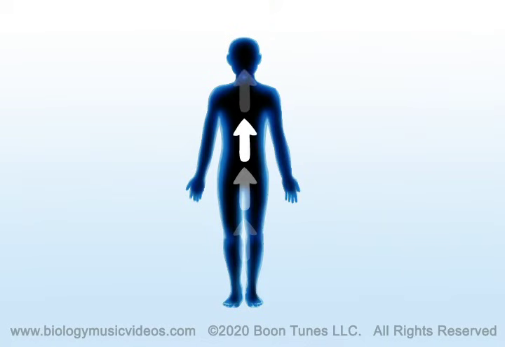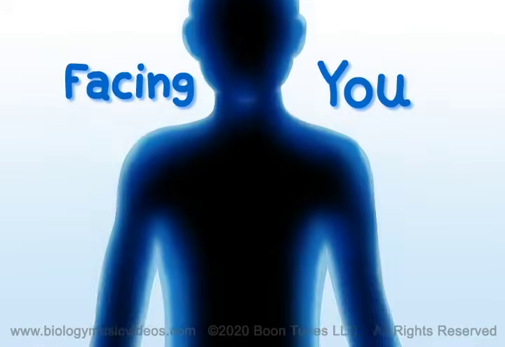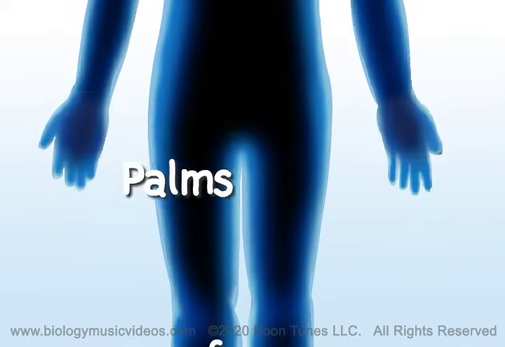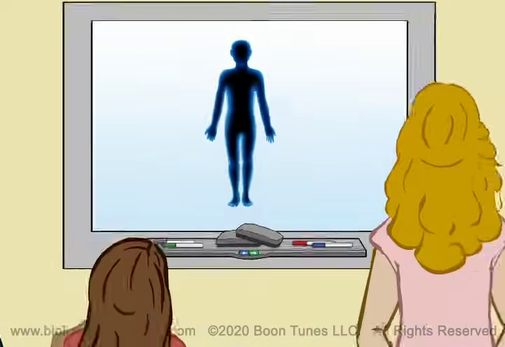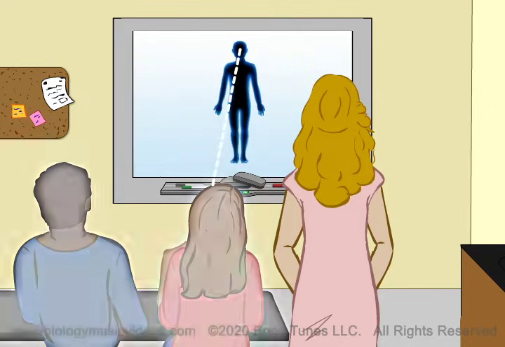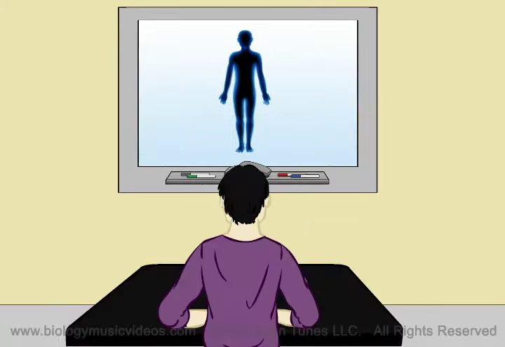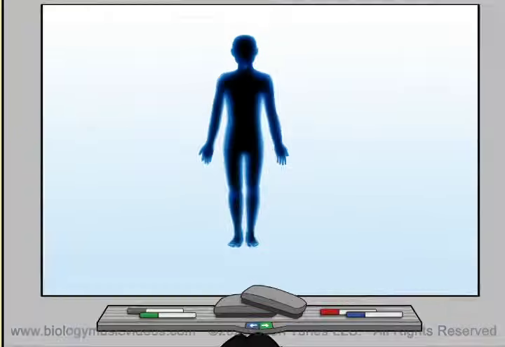It's standing upright in full view, continually facing you. Its arms hang downward near its sides. Its palms face forward and are open wide. This figure is theoretically looking at you or looking at me. Its right is our left, its left is our right, so the body looks reversed in our sight.